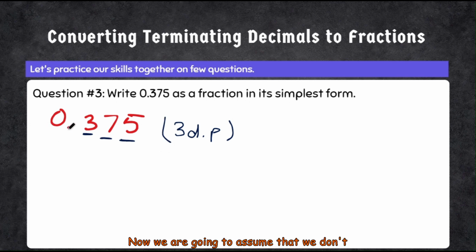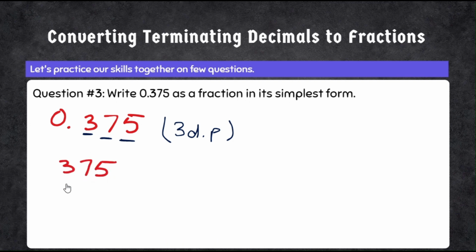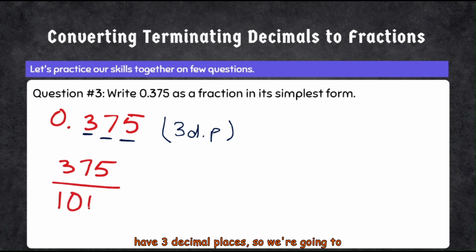Now we are going to assume that we don't have this decimal over here. So this number would be 0.375. But as a whole number, we don't write the 0 before the whole number. So this would be 375. Now we're going to put a fraction line under 1. And we're going to put zeros according to the decimal places. So we have 3 decimal places, so we're going to put 3 zeros. So this becomes 375 divided by 1000.